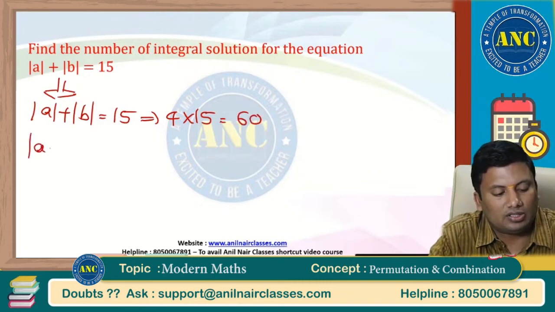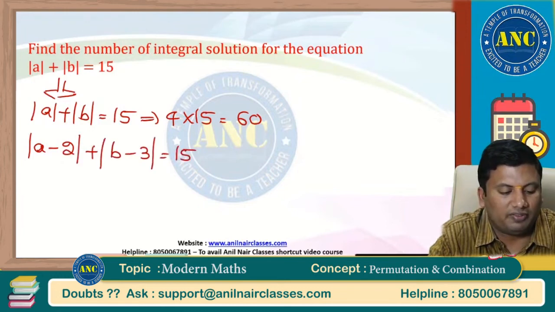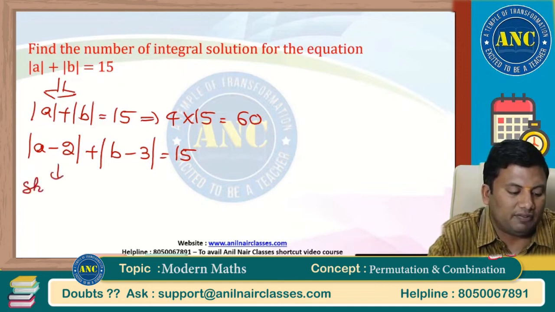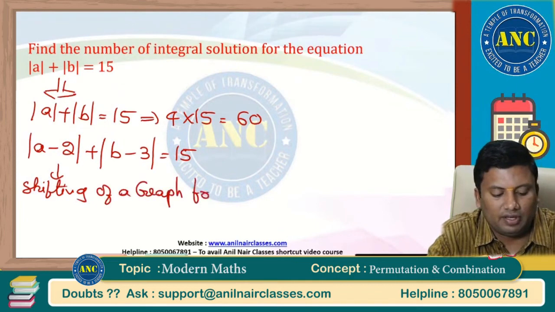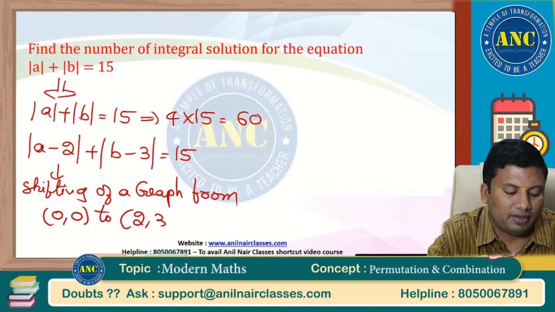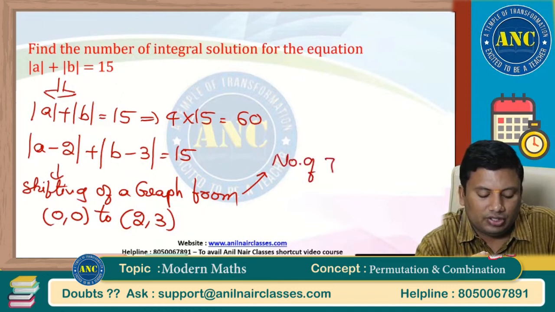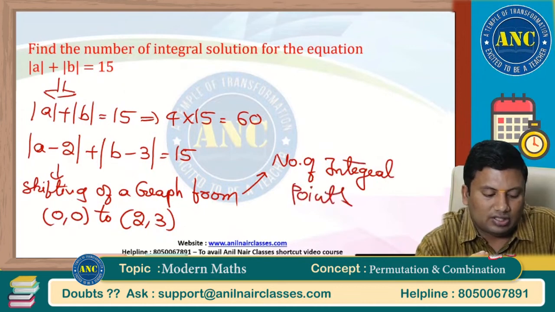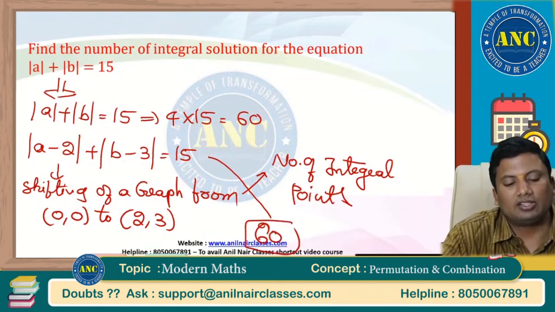Suppose the question is |a − 2| + |b − 3| equivalent to 15. It is nothing but a shifting of the graph, from (0, 0) to (2, 3). If I shift the graph from (0, 0) to (2, 3), the number of integral points will not change. So the answer still remains the same. The answer is 4 into 15, which is still 60.